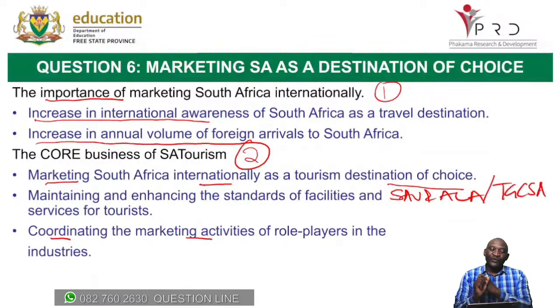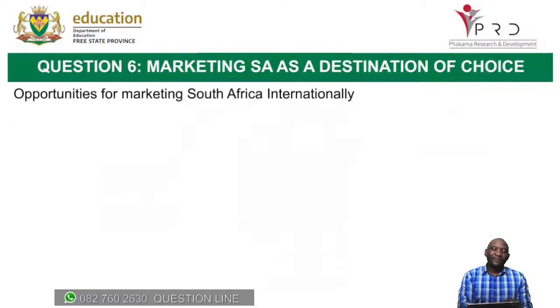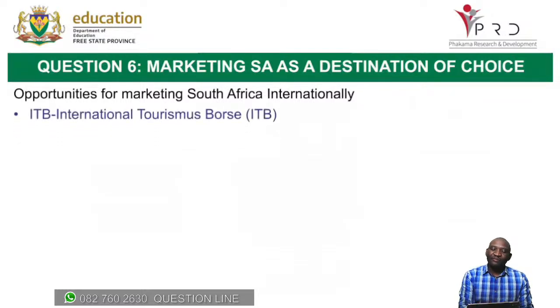Number one, we need to know the importance. Number two, the role of SA Tourism. Number three, the opportunities for marketing South Africa internationally. And what do you mean by that? There are places which SA Tourism goes to so that they can tell the people about the country, or where they can sell the country so that the tourists can come in. And which ones are those places? We've got ITB Berlin.